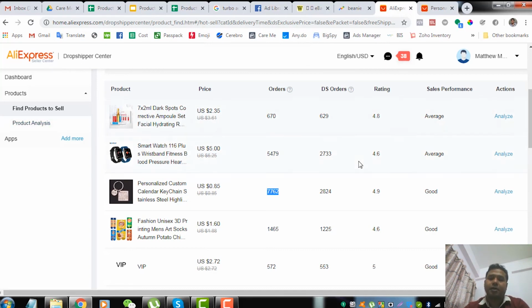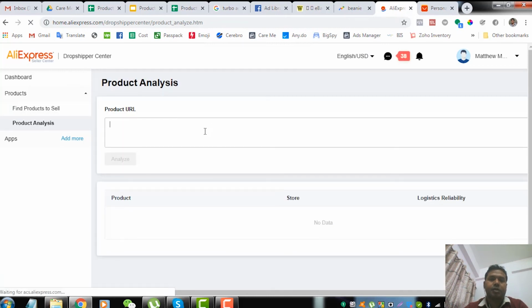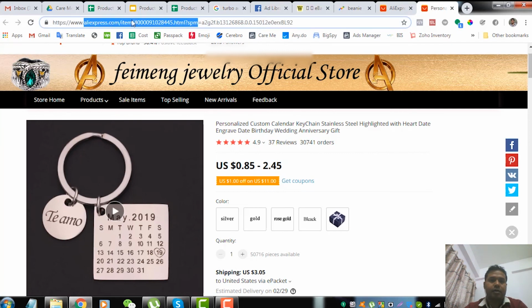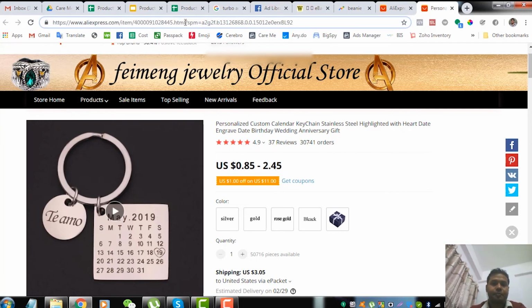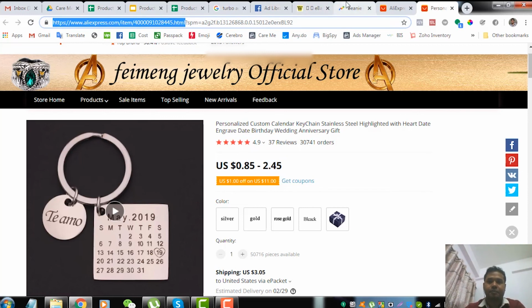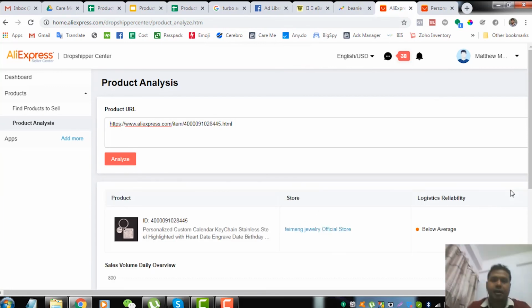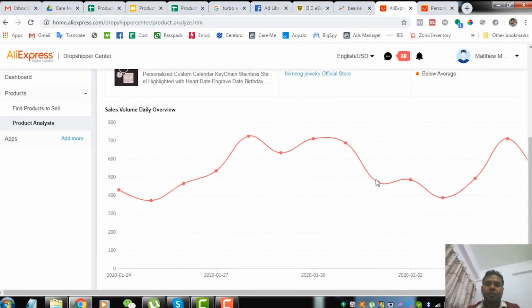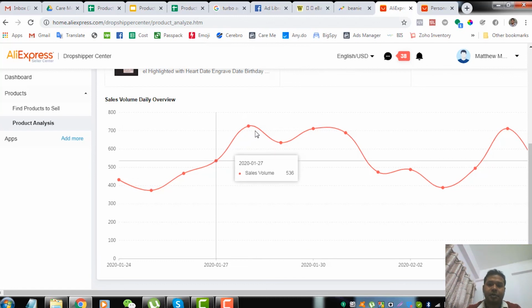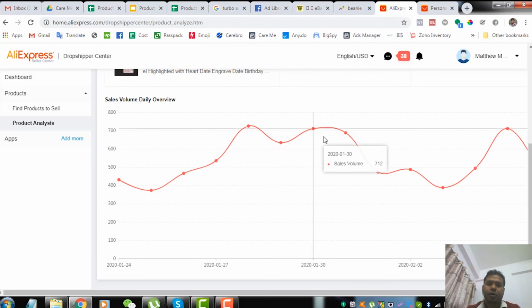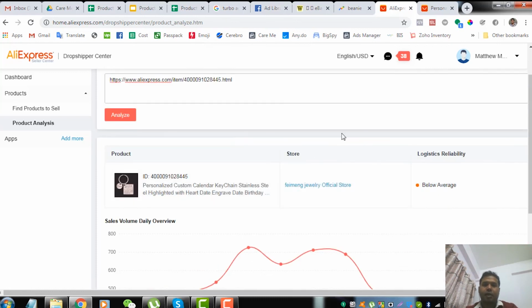Okay, also you can take any AliExpress product here and come to product analysis, and here you can paste the product URL and click on analyze. For example, I took this example here, then I come back, paste the URL, click on analyze. You can see here there's the number of orders per day, so that gives you an idea of how well this product is selling. That is also an indication whether you should pursue this product or not.